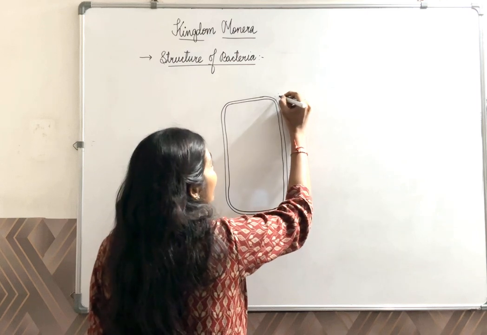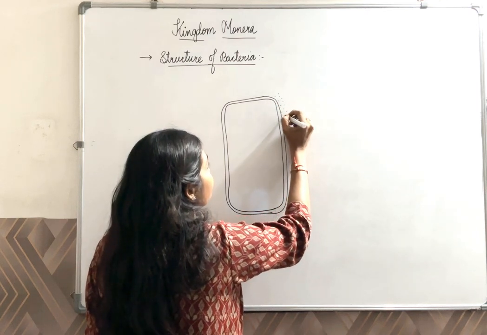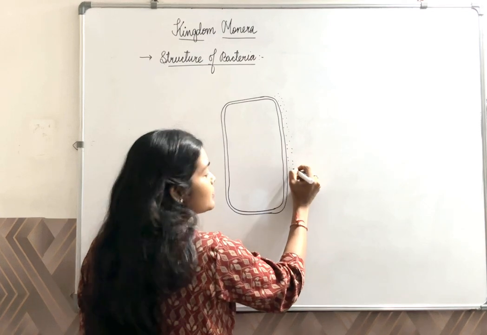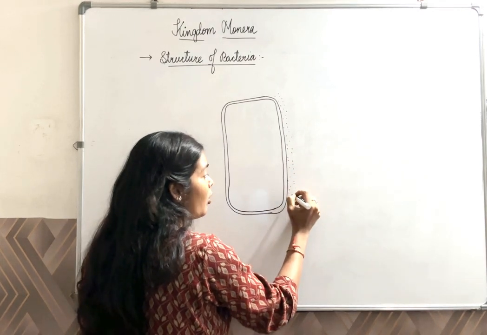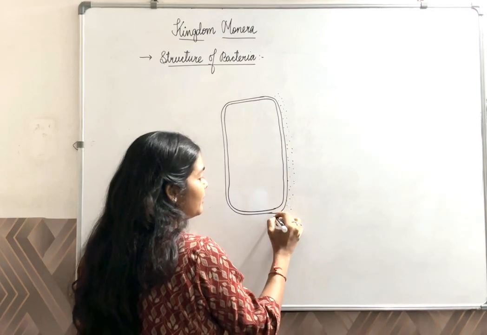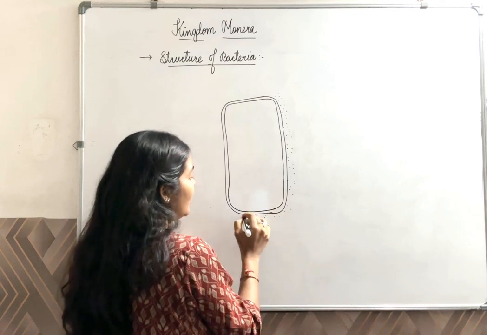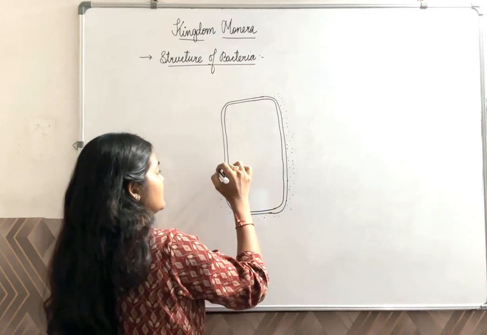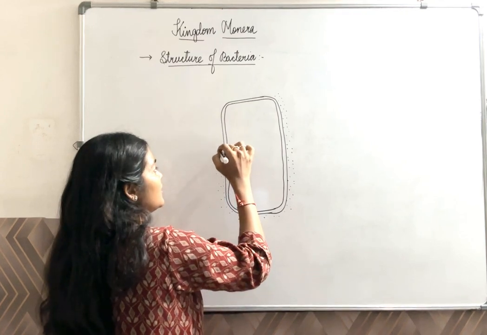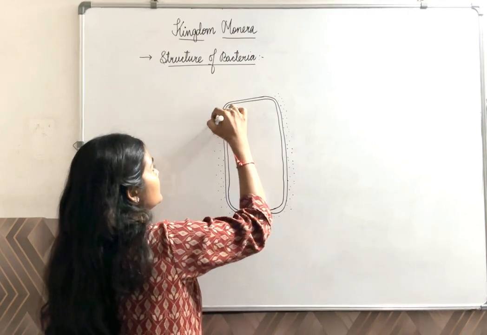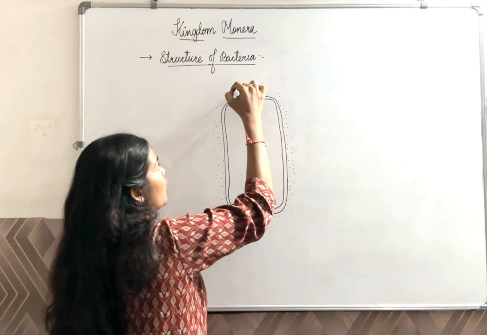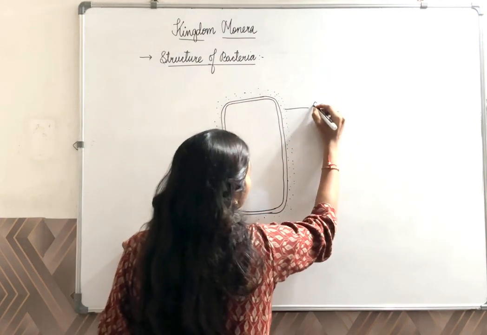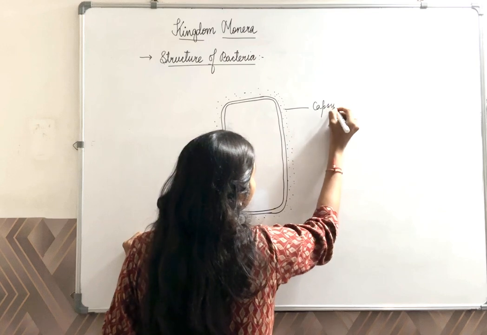Now here there is an additional protective layer which we call the capsule or slime layer. This one has a very important role in colony formation. You might be knowing that bacteria are unicellular and they can be seen in colonies. So in order to stick to each other, this one helps. This outer layer is called capsule or slime layer.